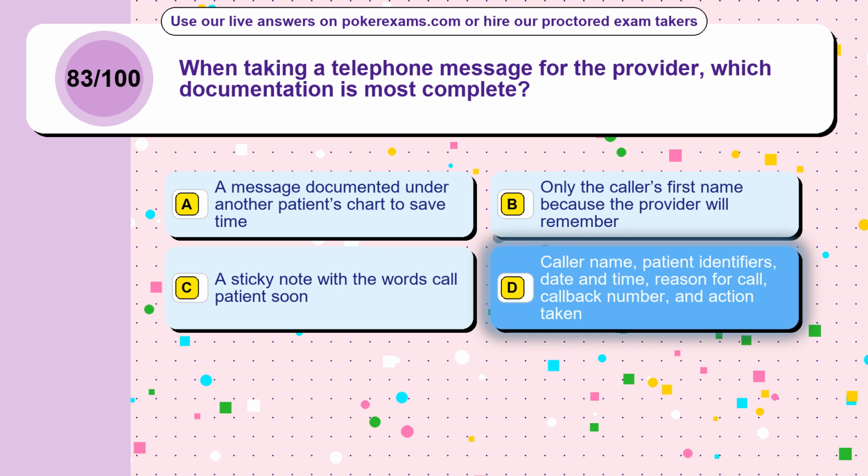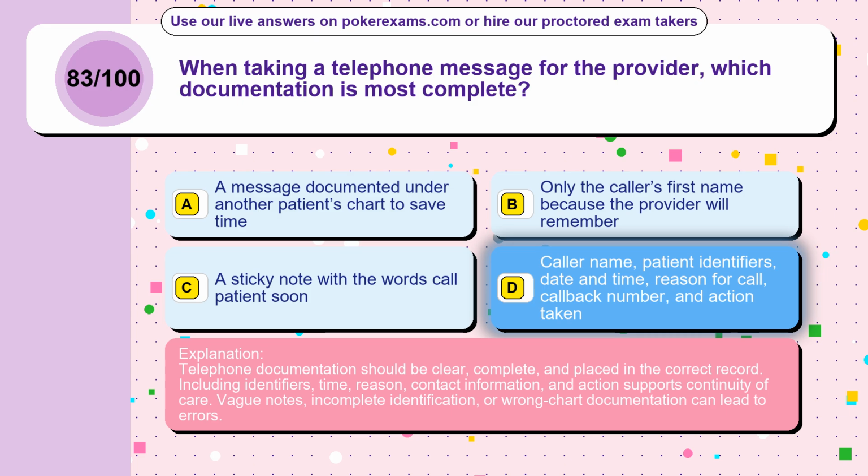The correct answer is option D, caller name, patient identifiers, date and time, reason for call, callback number, and action taken. Telephone documentation should be clear, complete, and placed in the correct record. Including identifiers, time, reason, contact information, and action supports continuity of care. Vague notes, incomplete identification, or wrong chart documentation can lead to errors.